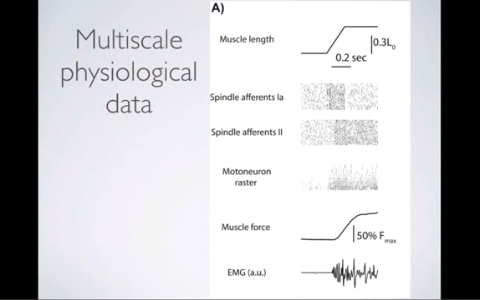For model validation, we show here the multi-scale data for the stretch and hold test. You can see the neuron raster with the correct physiological delays in sensory and motor neuron. Muscle force and EMG are also generated.